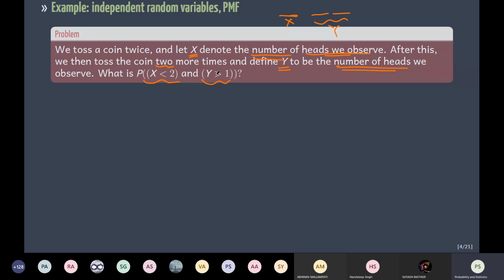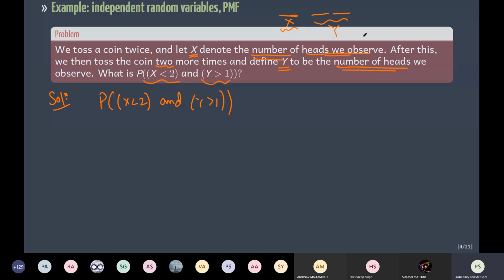Okay, so let us compute this. So we know that X and Y are independent because the probability of X happening has no influence on what the outcome is going to be for the next two tosses. So that's where independence will be used to compute this probability. So the solution to this will be, we want to compute the probability that X is less than 2 and Y is greater than 1.